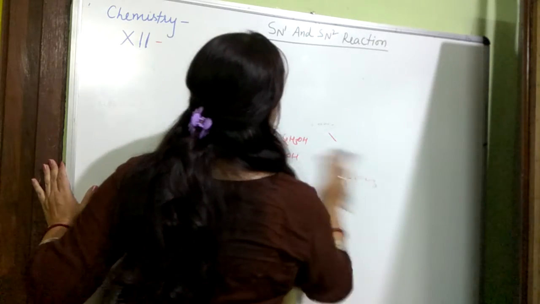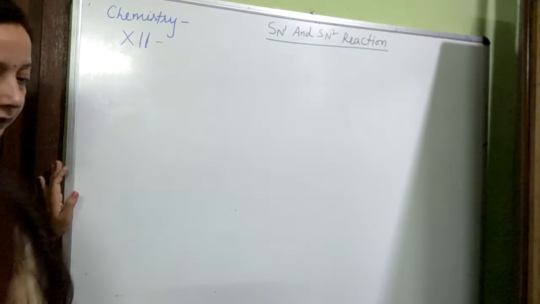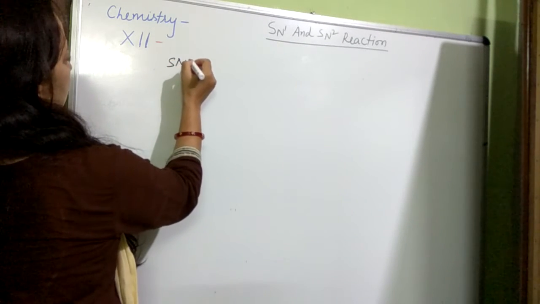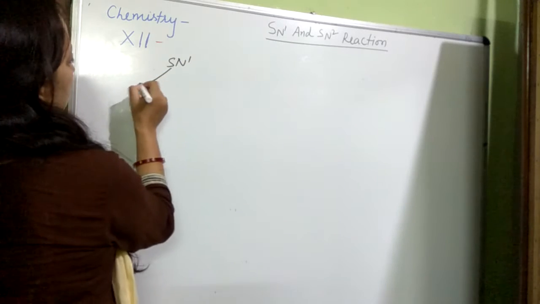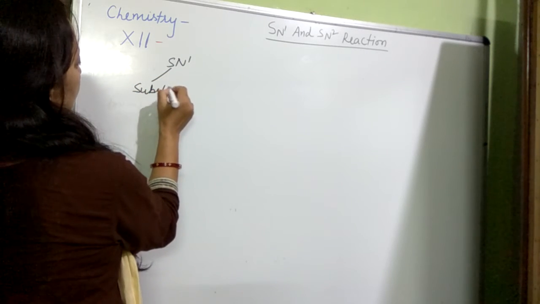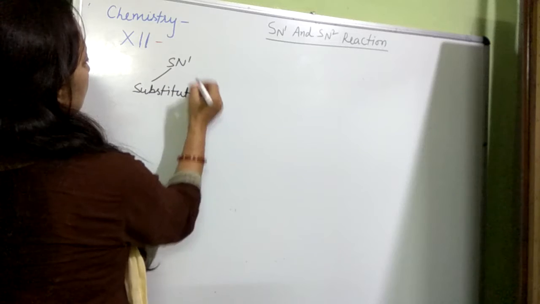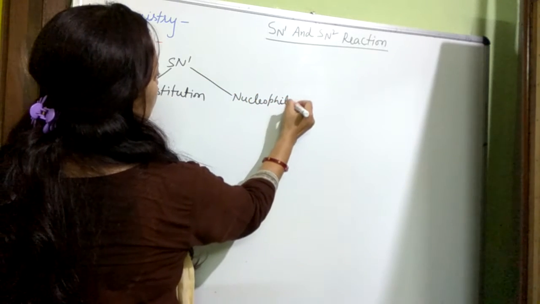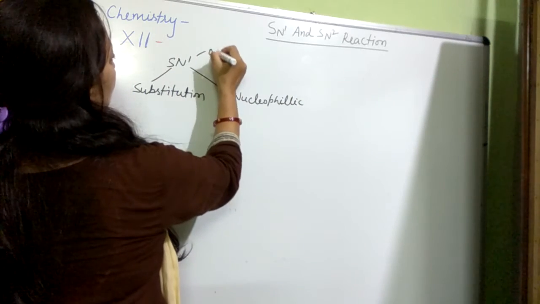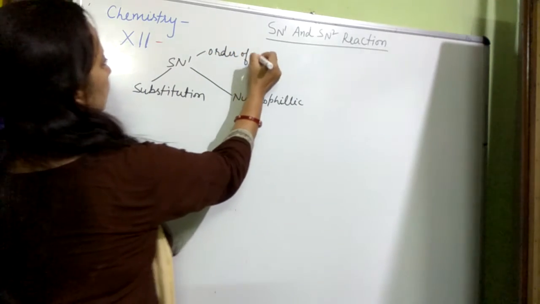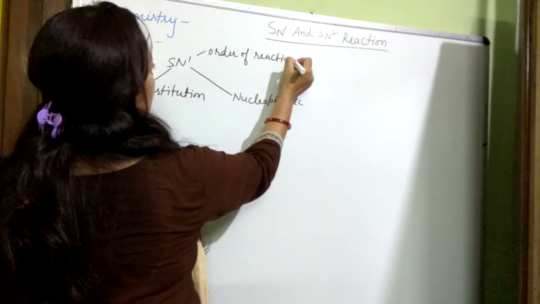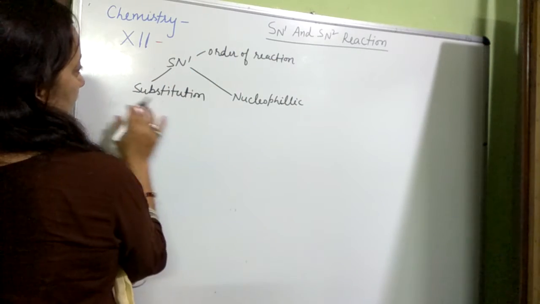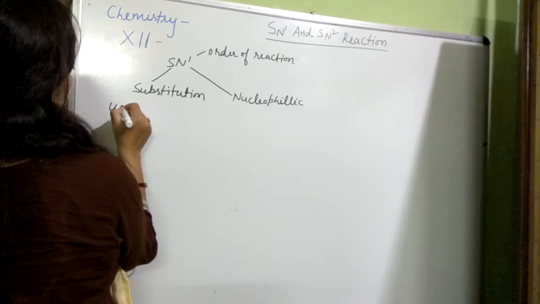First we see SN1 reaction. SN1: S means substitution, N means nucleophilic, and 1 is the order of reaction, which is experimentally proved. We can say this is a unimolecular substitution reaction.